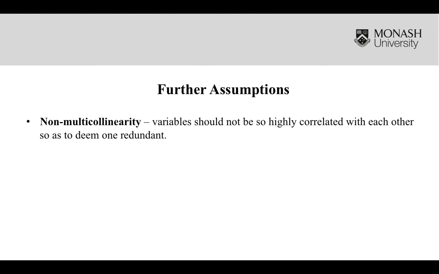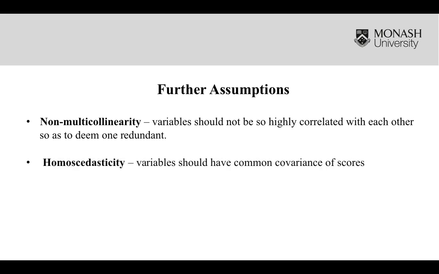So subsequent to testing for univariate and multivariate normality, there are further assumptions that you want to be checking later on: the assumption of non-multicollinearity, whereby variables should not be highly correlated with each other so as to deem one of the variables redundant, and also homoscedasticity, whereby variables should have a common covariance of scores.